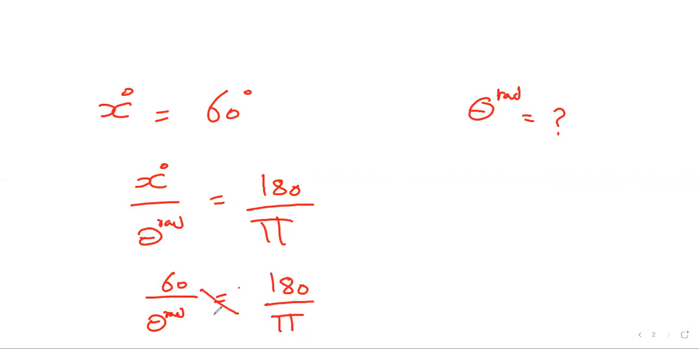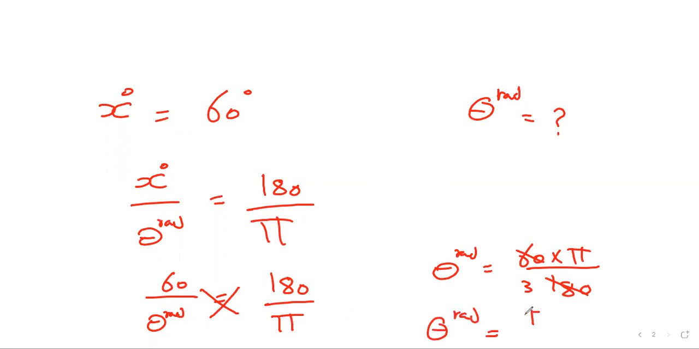Okay? Then do cross multiplying. So theta radian equals 60 times pi divided by 180. Cancel them out, it will be 3. Then theta radian equals pi over 3. Yusuf, are you with me?